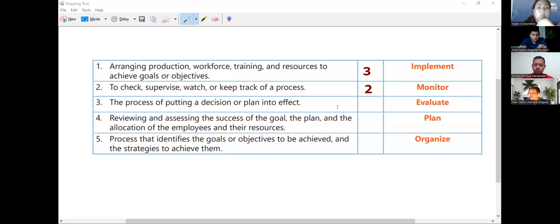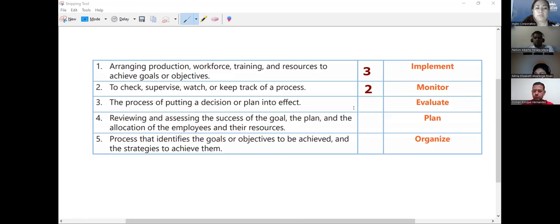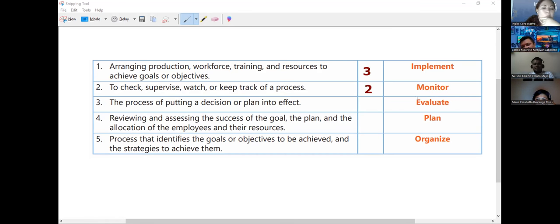So monitor is like in Spanish, right? Monitorear, right? So it means that you're going to be constantly looking at something, right? Evaluate. Number four, reviewing and assessing the success of the goal, the plan, and the allocation of the employees and their resources. You agree? For me, I think that is organize. To be honest, with Carlos, we thought it's number five: process that identifies the goals or objectives to be achieved and the strategies to achieve them. But we weren't sure about that.